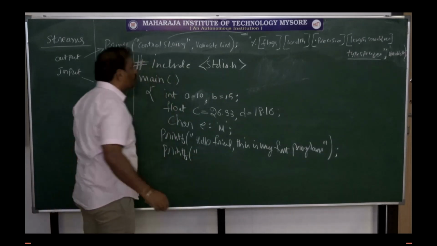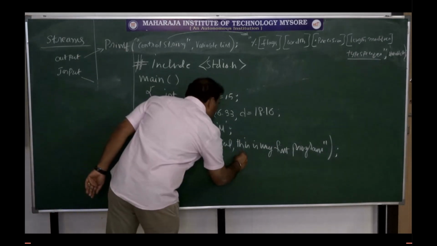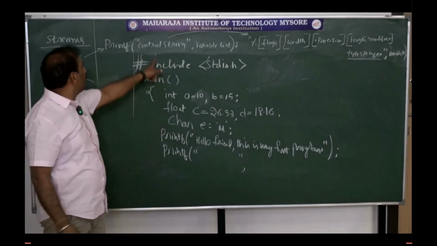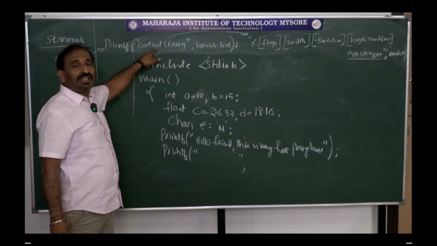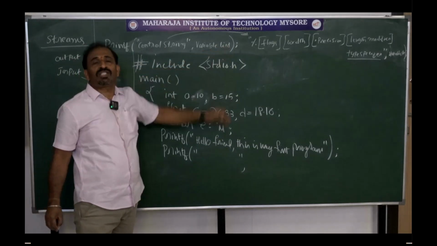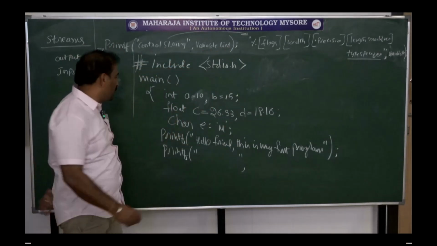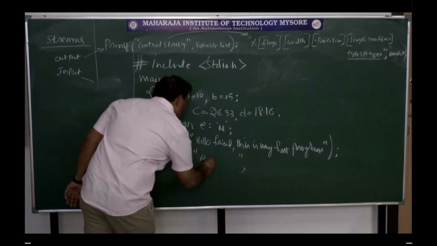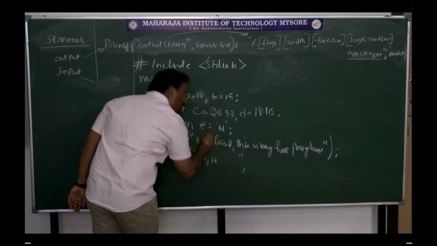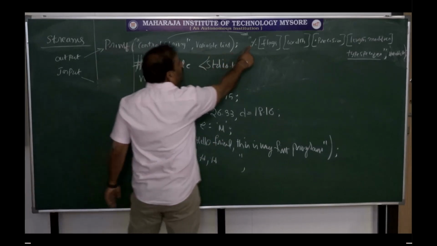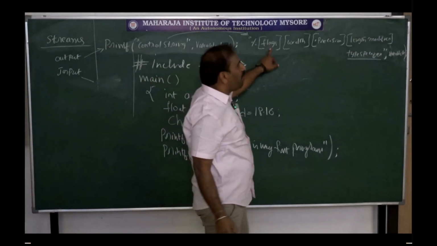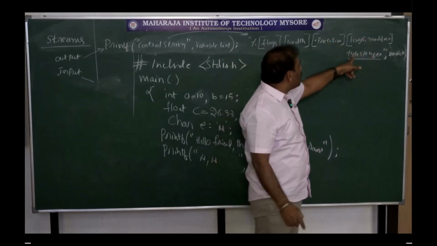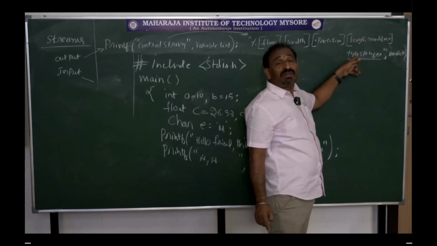Printf. Now, I will be using some control statements, control string and variable list. A simple term: %d, comma %d. The percentage sign is a must. I am not writing flags, width, precision, or length. I am directly writing the type specifier.